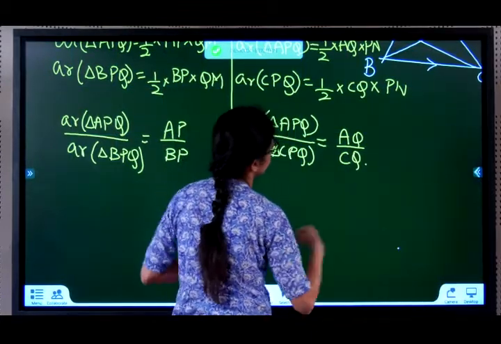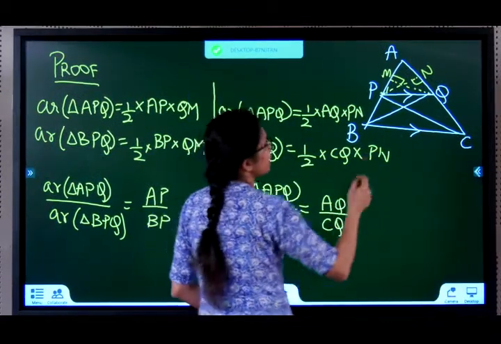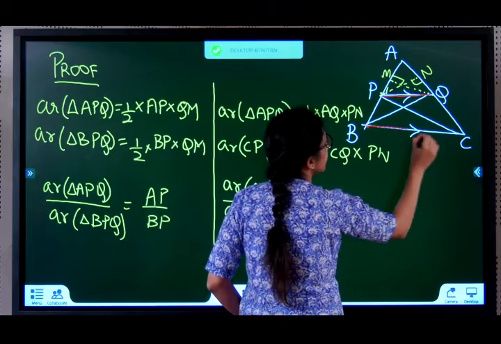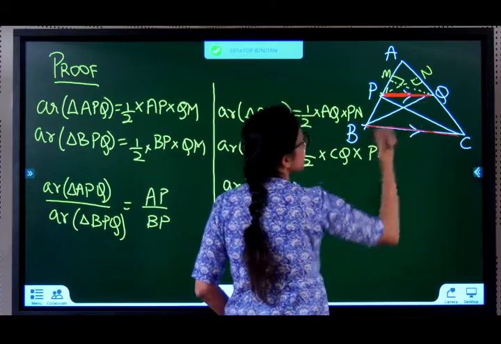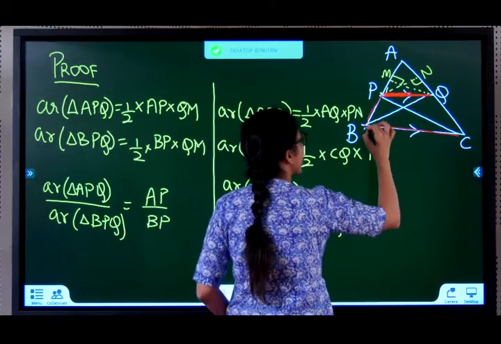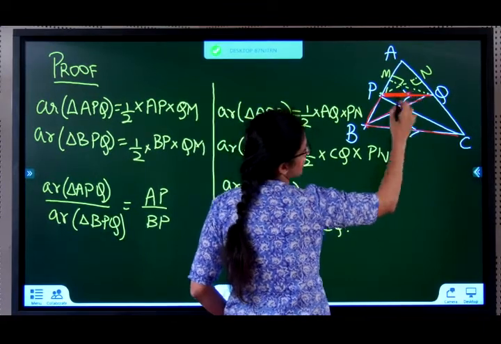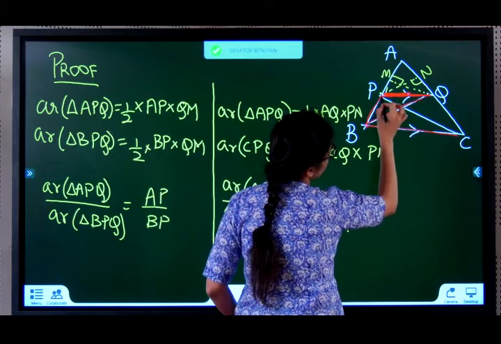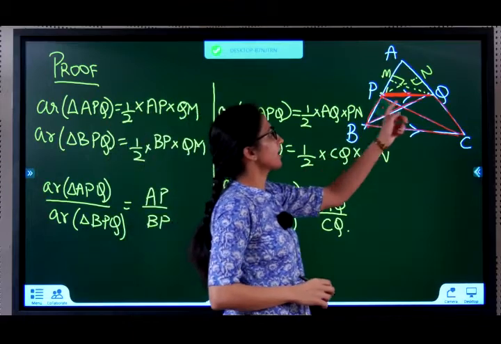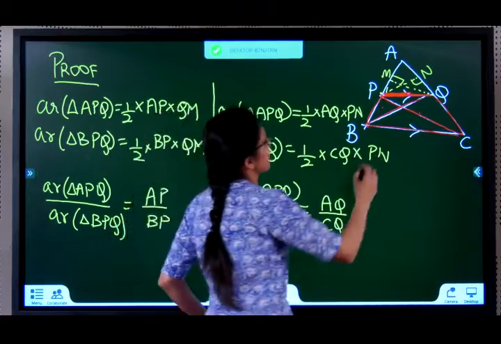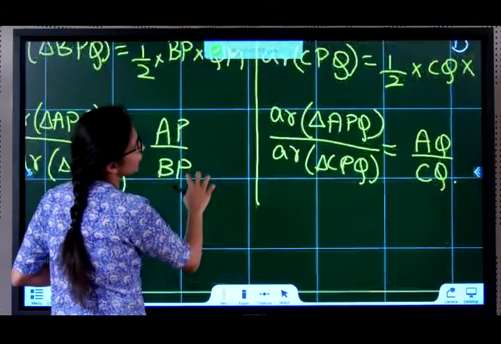Clearly see here. See this figure? This and this are parallel. This is my common base. See, triangles lying on the base PQ and between the same parallels. So, can I say this triangle and this triangle have equal areas? Yes, I can.